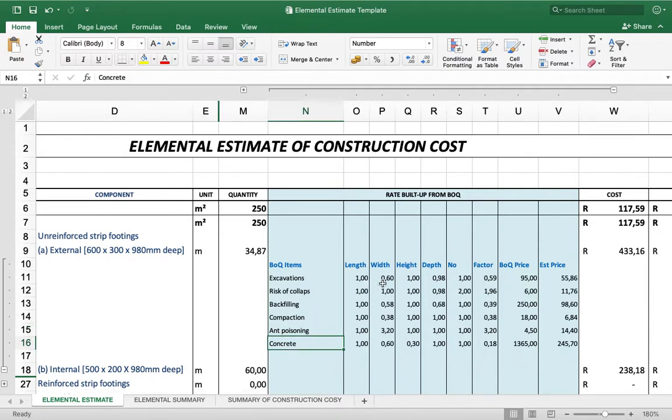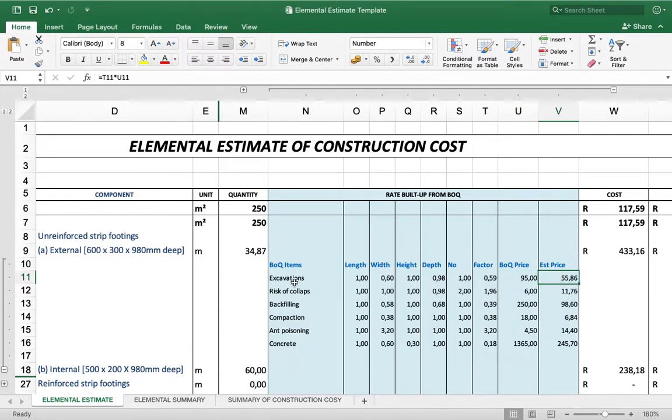In this case, I want to know what is the size of my excavations and the size of the concrete and the size of all the other items. That way I can calculate a factor that I can multiply with a bill price and get an estimate price at the end of the day.